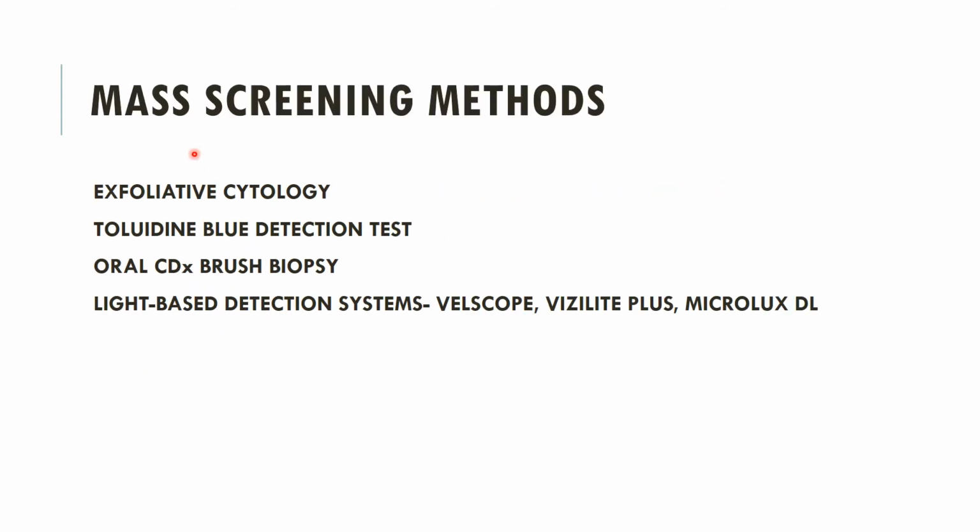So what are the mass screening methods? Now we have seen at AIIMS, for mass screening, we are doing this. There are various methods that can be exfoliative cytology, then toluidine blue detection test, then oral CDX brush biopsy, and light based detection systems, which are Wellscope, Vizilite Plus, or Microlux BL. So these are the various mass screening methods, and they are used as adjuvants to your biopsy, but they are not the option to biopsy.